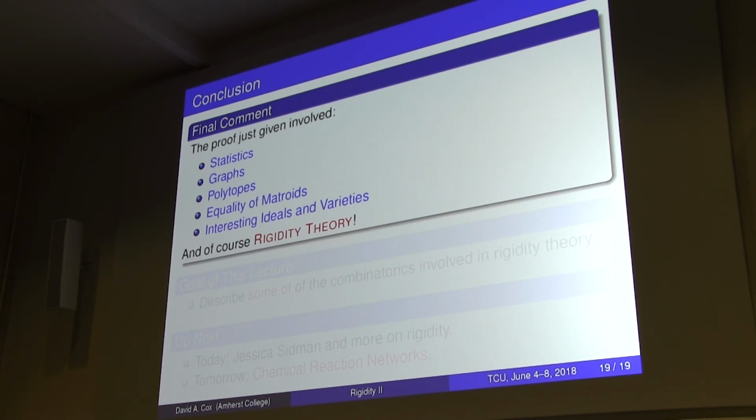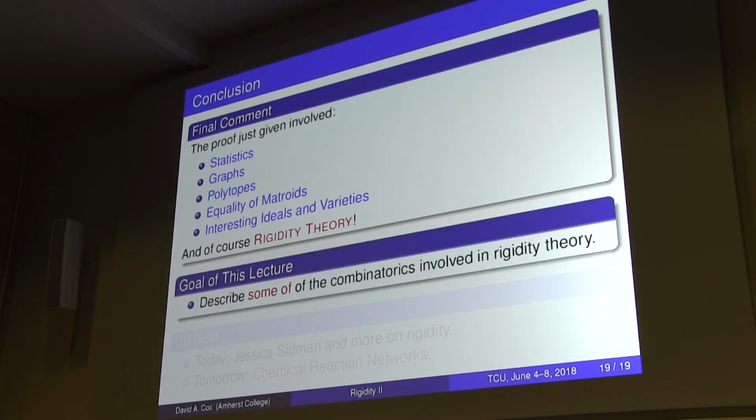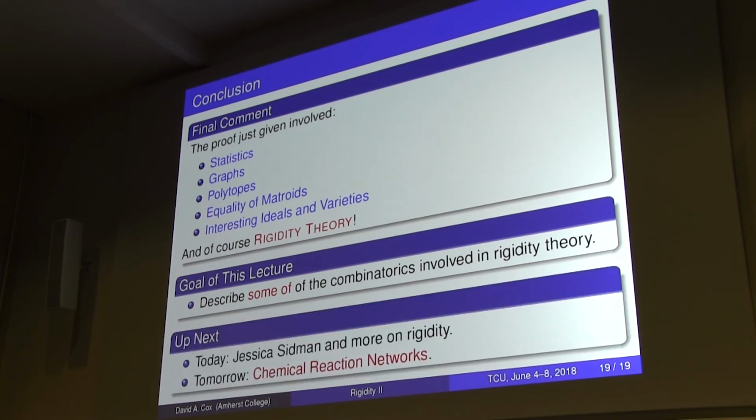And so what I hope to do in this lecture was convince you there's some pretty good combinatorics here, and it's richer than you might have thought. It's certainly richer than I anticipated, and I hope I've convinced you it's richer too. And of course, there's more. That's Jessica at 2 o'clock, and then tomorrow we'll learn something about chemical reaction networks. So thank you.